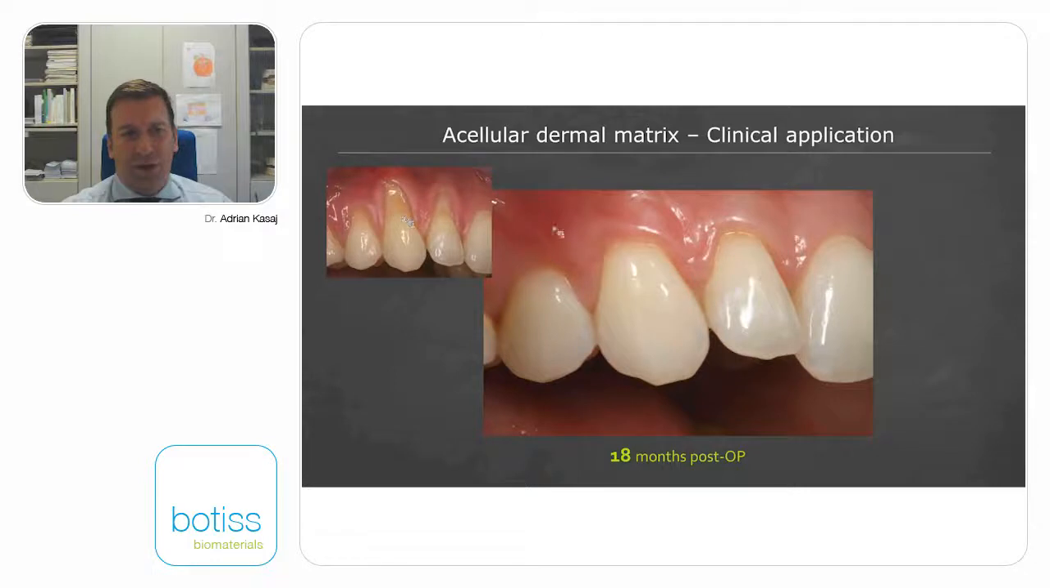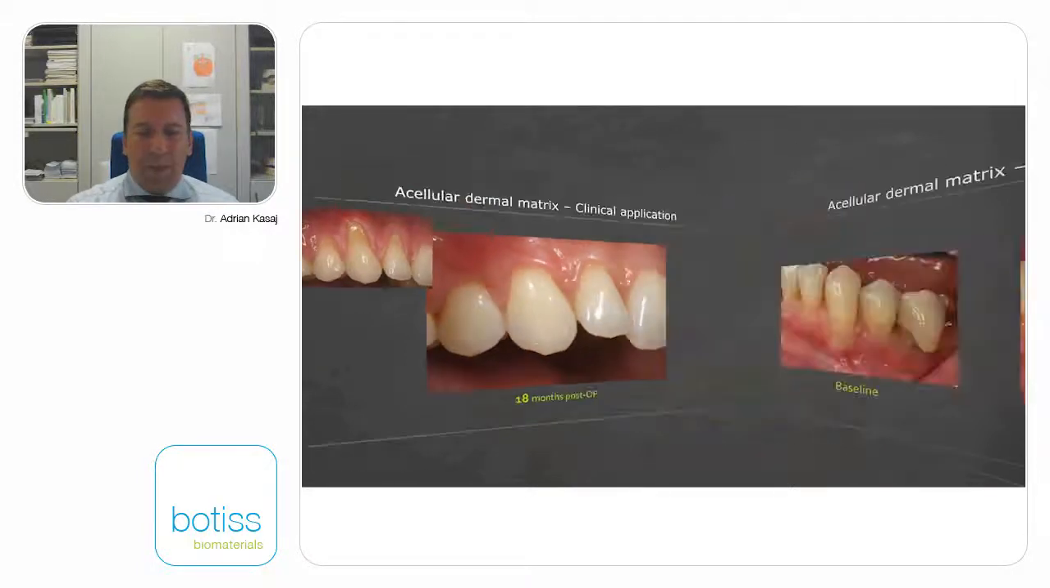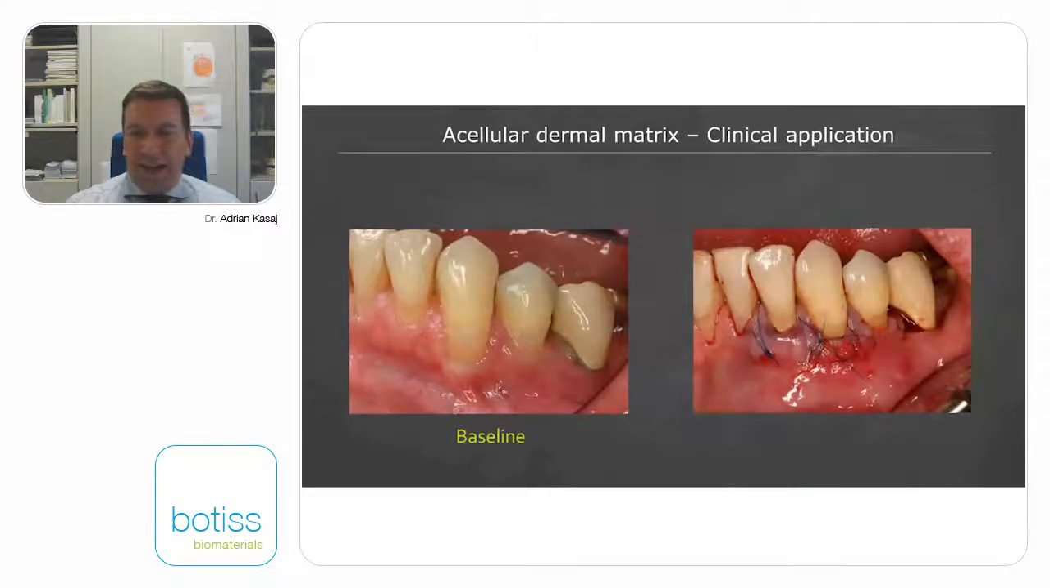You can see sufficient root surface coverage, a nice aesthetic outcome. You can see also thickening of the marginal soft tissue, which is important for long-term stability. But you can see also a nice integration into the surrounding tissue. So from an aesthetic point of view, it would also be judged as a good clinical case. So let's take a look at another technique.